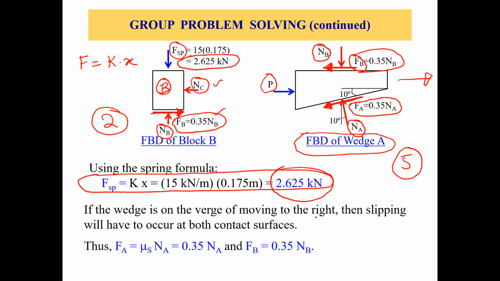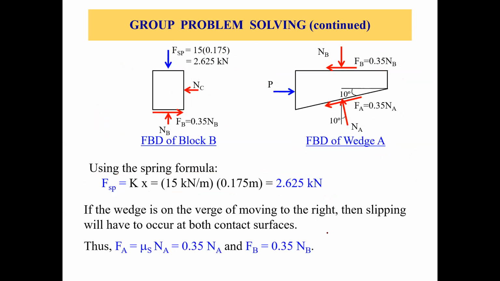Okay, so after that, now from where shall we start? We should start from block B, right? Because we have only two unknowns in block B. Okay. Another important thing, if the wedge is on the verge of moving to the right, then slipping will have to occur at both contact surfaces, right? So that's why we can use FA equals mu s times NA and FB equals 0.35 NB, right? Which we already drew on the free body diagram.